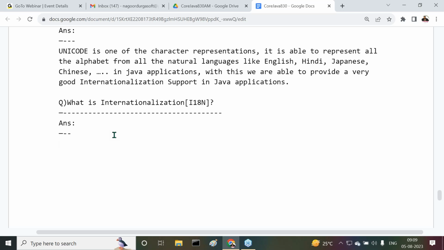Okay, I thought about it. I need to provide services in German also. Then what do we have to do? Again, I redesigned one more application, in the German language, and I'm giving those services to the German customers.